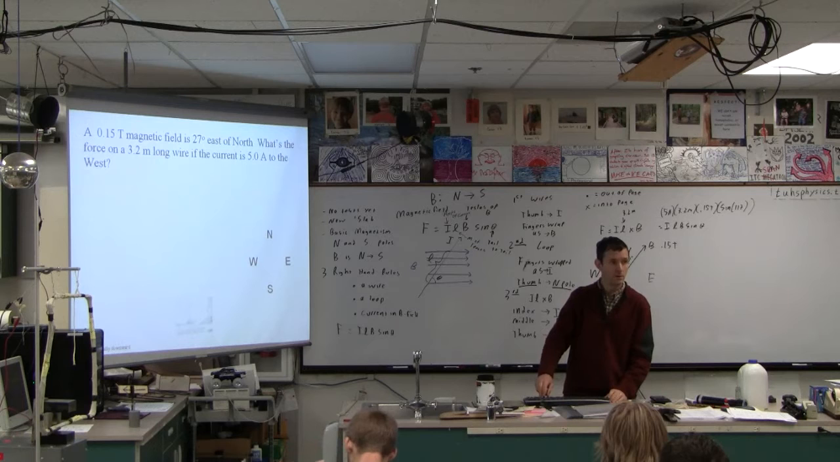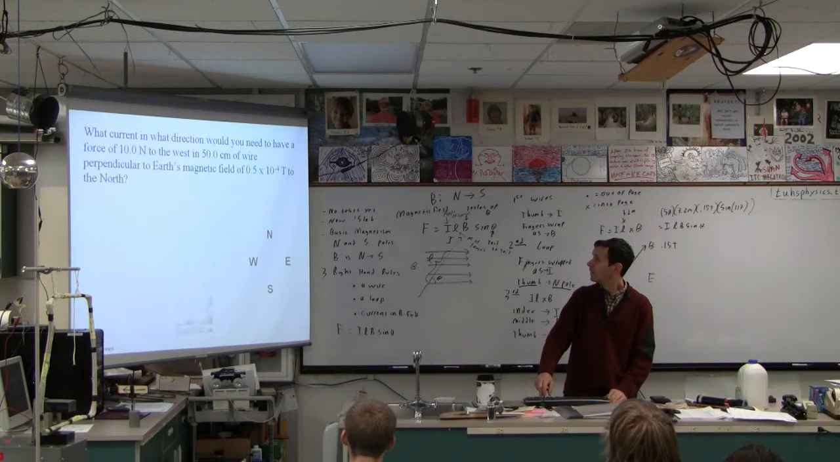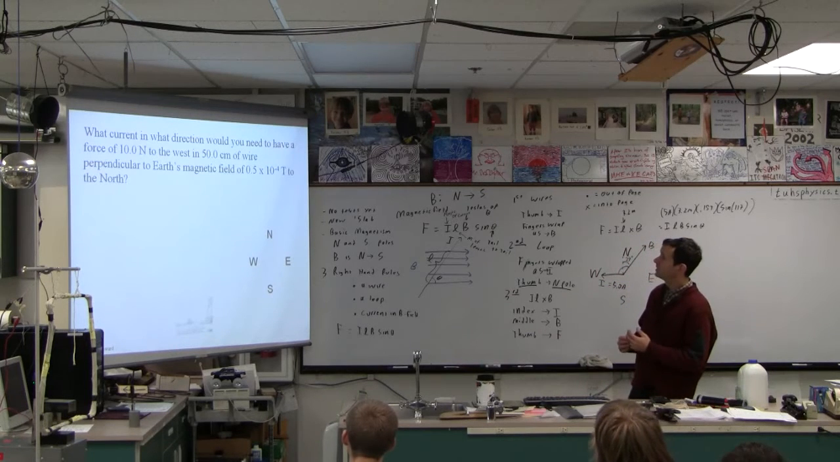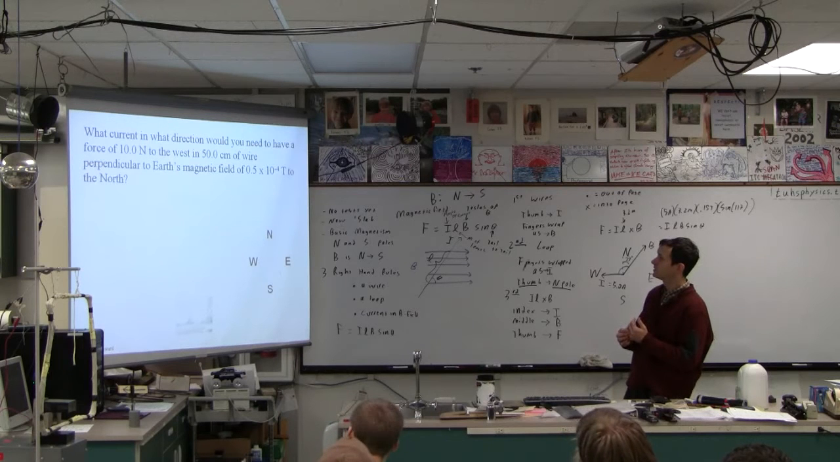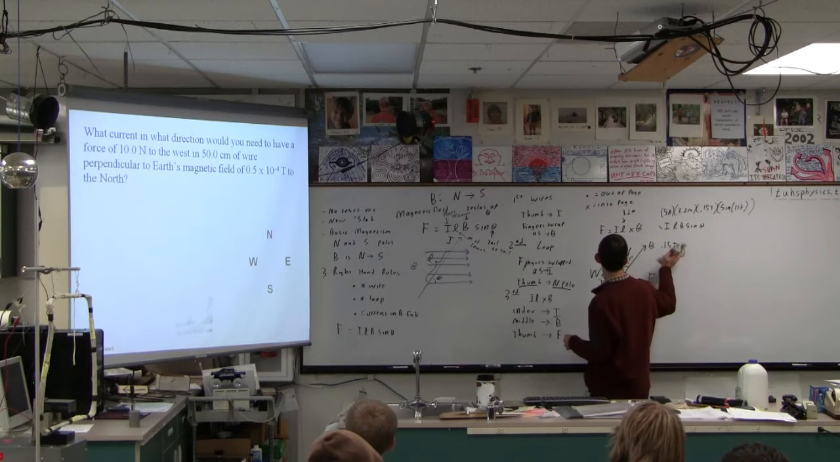Are we ready for the next one? What current, in what direction, would you need to have a force of 10 newtons to the west in 50 centimeters of wire perpendicular to Earth's magnetic field of 0.5 times 10 to the minus 4th Teslas to the north? So Earth's magnetic field is there, but it's not really all that strong, right?